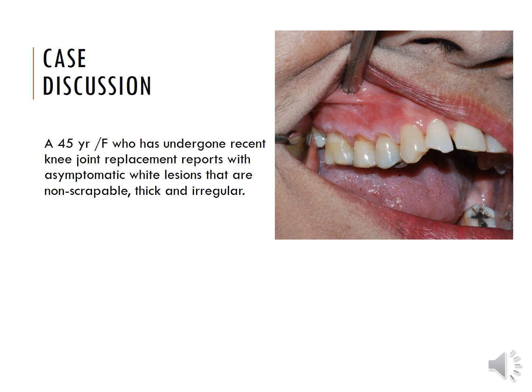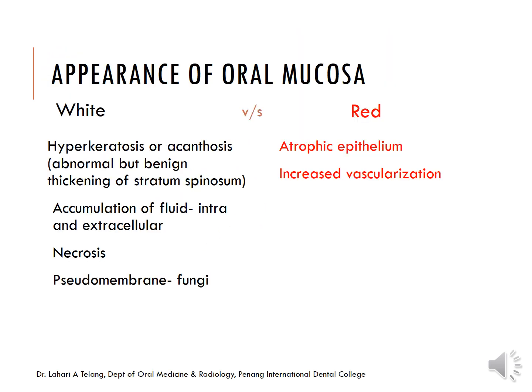You will see here that there are, let me just use the pointer. Yes, you will notice that there are white thick areas here right in the attached gingiva, and that is what I want you to pay close attention to. And those are the white lesions that we are talking about. Appearance of the oral mucosa is categorized as either white or red.